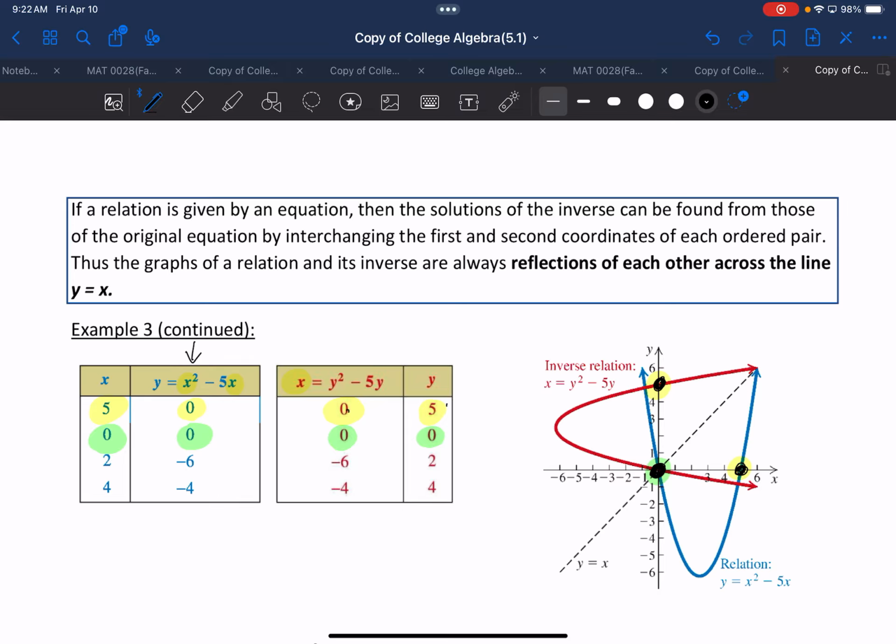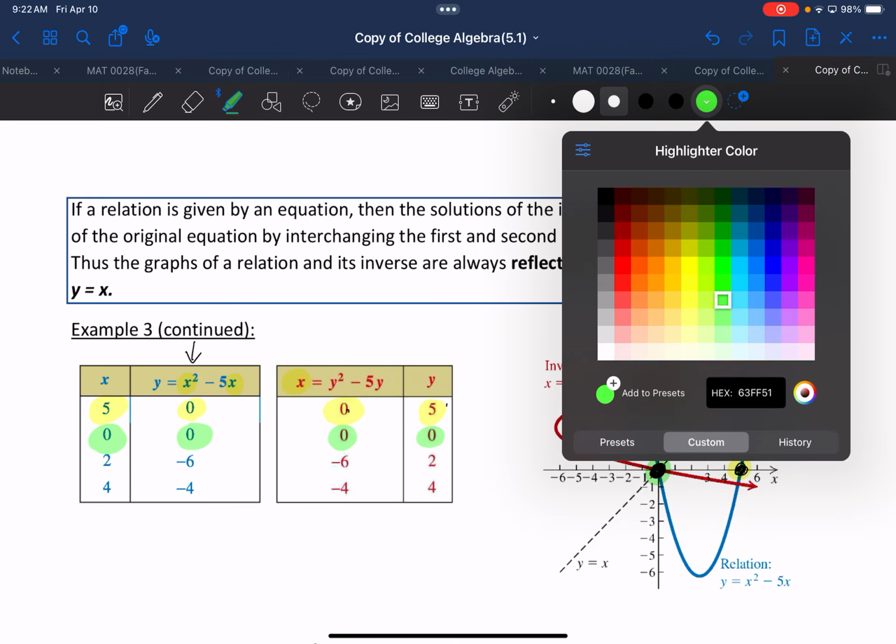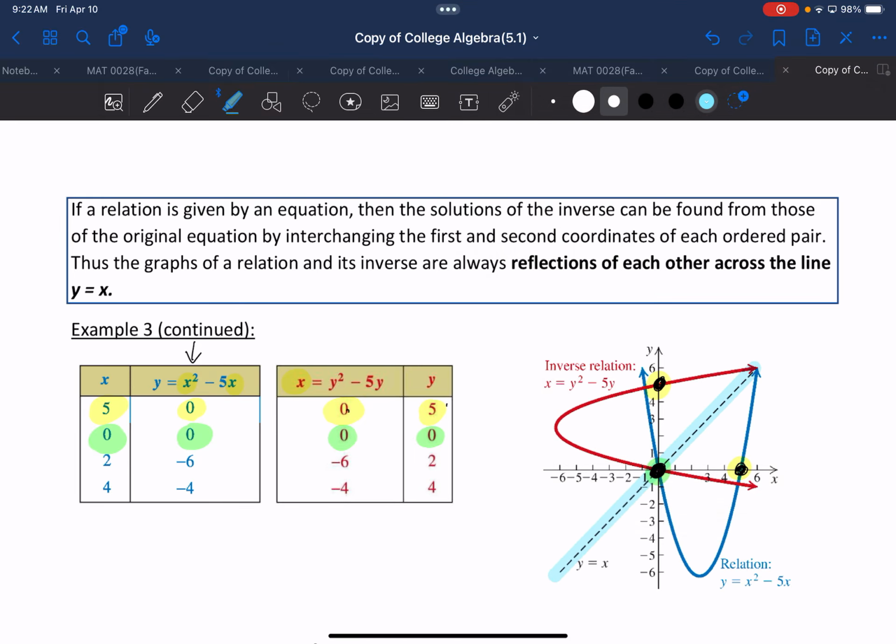Okay. And in this picture, they have that dotted line here, which is that line I was telling you about, y equals x. And so in this box up here is where it says that the graphs of a relation and its inverse are always reflections of each other across the line y equals x. So you can clearly see that with the 2 yellow points. If I took that first yellow point and reflected over that line, it would lie on top of the yellow point on the blue graph.